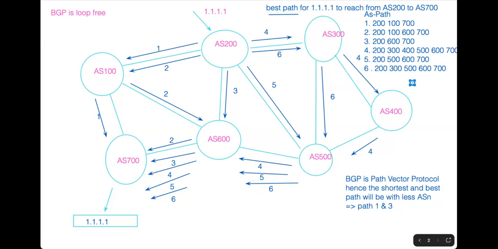Are we okay? Now the second thing over here which we need to understand, what is that second thing here? That is how BGP is loop free. We need to understand how exactly it is loop free. So to avoid the loop, there is a criteria.